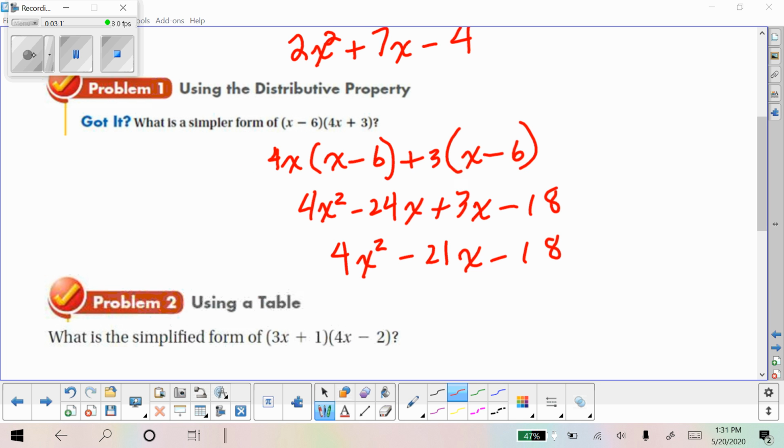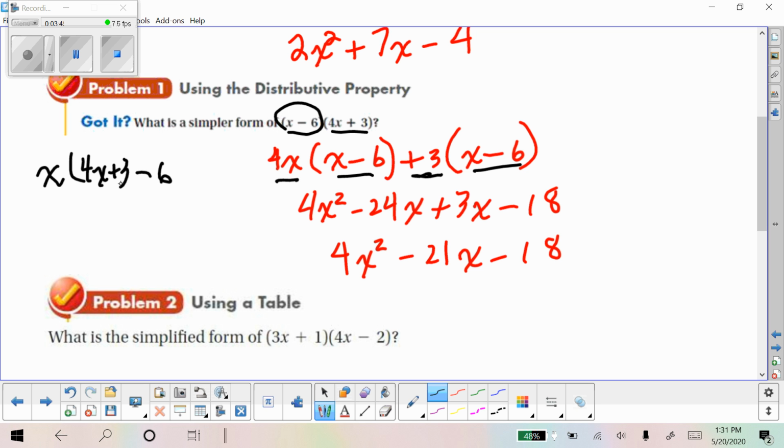Now here's what my work looks like. Just want you to notice something here. When you put this in the distributive property, notice we have the 4x plus 3, that one there, and then we have the other term, the x minus 6, inside the parentheses. Now you might have it the other way around. You could also do it this way. You could split up the x and the minus 6 and then put 4x plus 3 in parentheses. That would also work. You'd get the same answer.